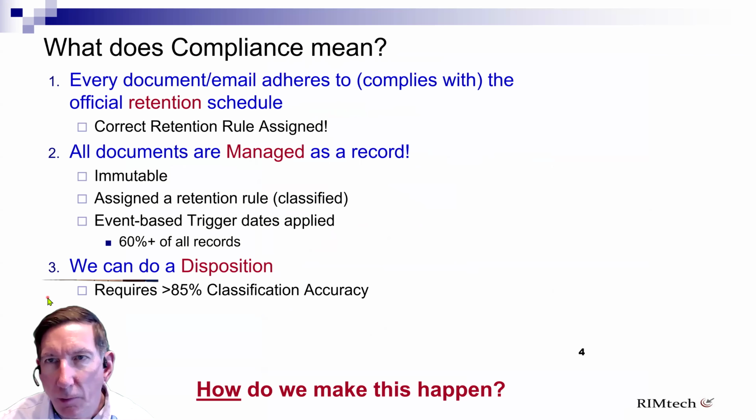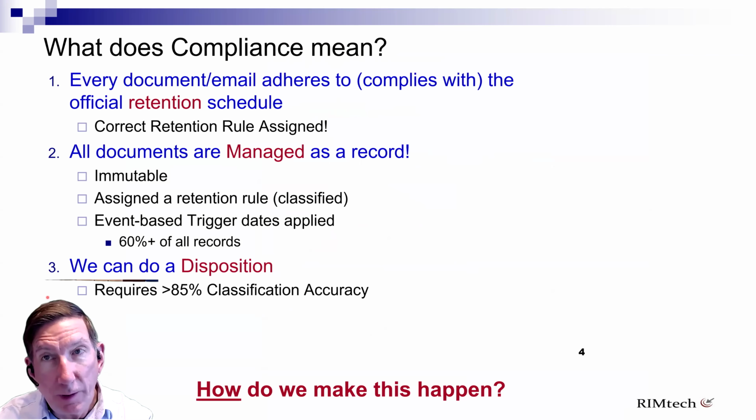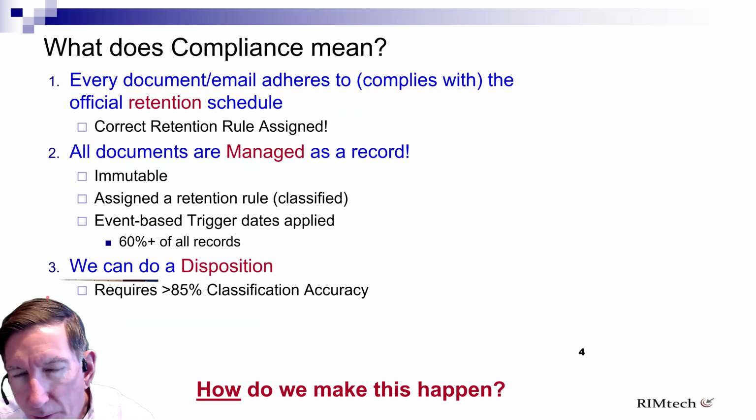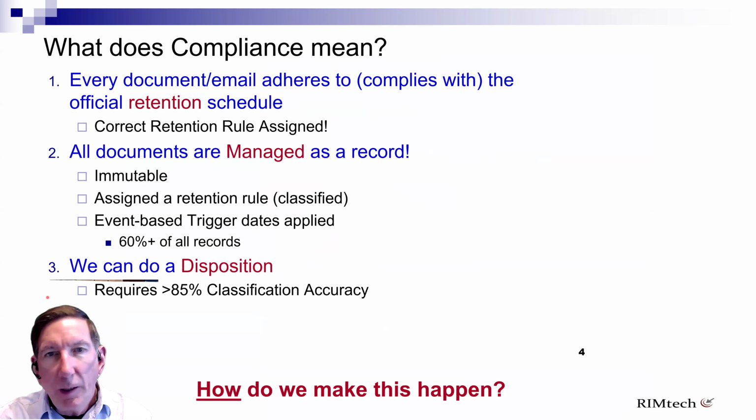Okay, so first of all, let's get this out of the way, which is the whole goal of an EDRMS, electronic document records management system, is compliance. So what exactly do we mean by compliance? Well, it means, in my opinion, three things. Number one, every document adheres to or complies with the official retention schedule. Number two is every document is being managed as a record. Notice I never said whether or not it was a record. I actually don't care. What I care about is that the documents are being managed as records.